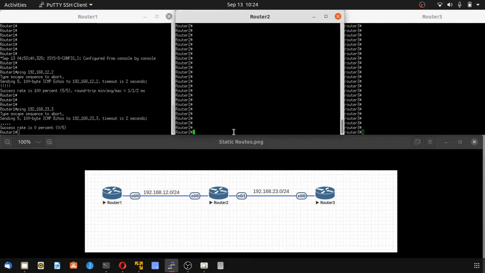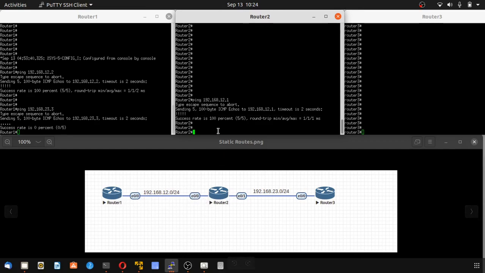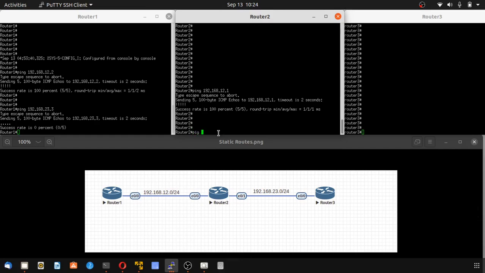The same way, this router R2 can reach both routers. Ping 192.168.12.1, you can see that it's reachable. R1 is reachable and R3 will also be reachable from this router.